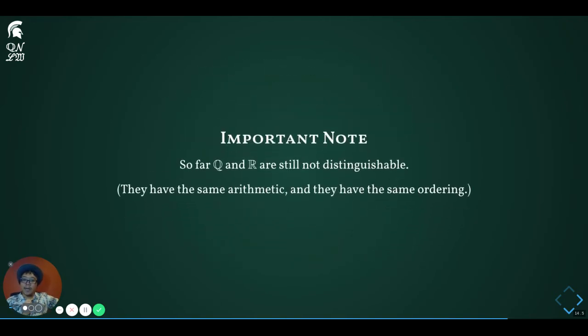I should note that as our starting point is to understand what's different between Q and R, we have not quite reached there yet. In terms of these basic properties of ordering, Q and R are still behaving the same. We will get to this in a few more lectures.